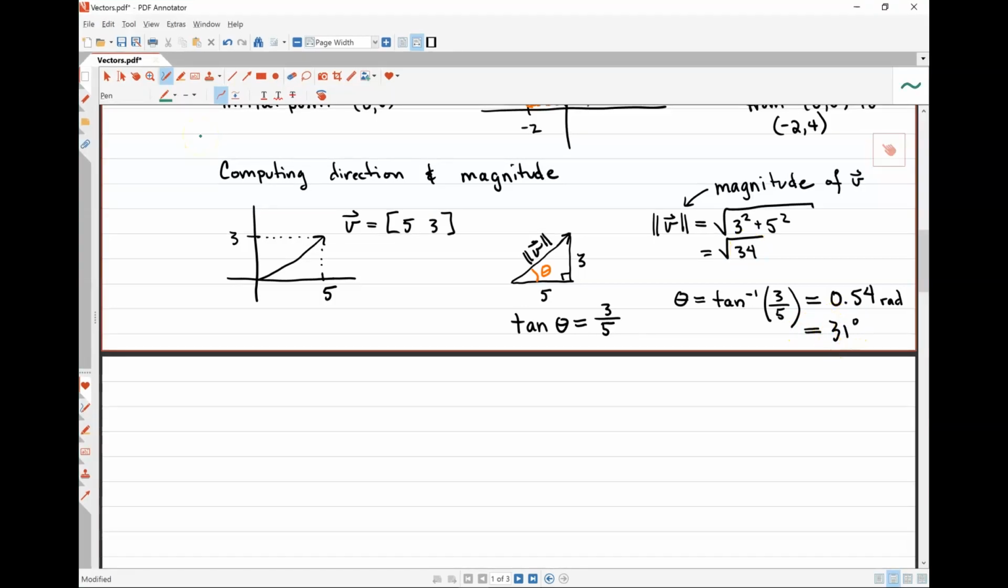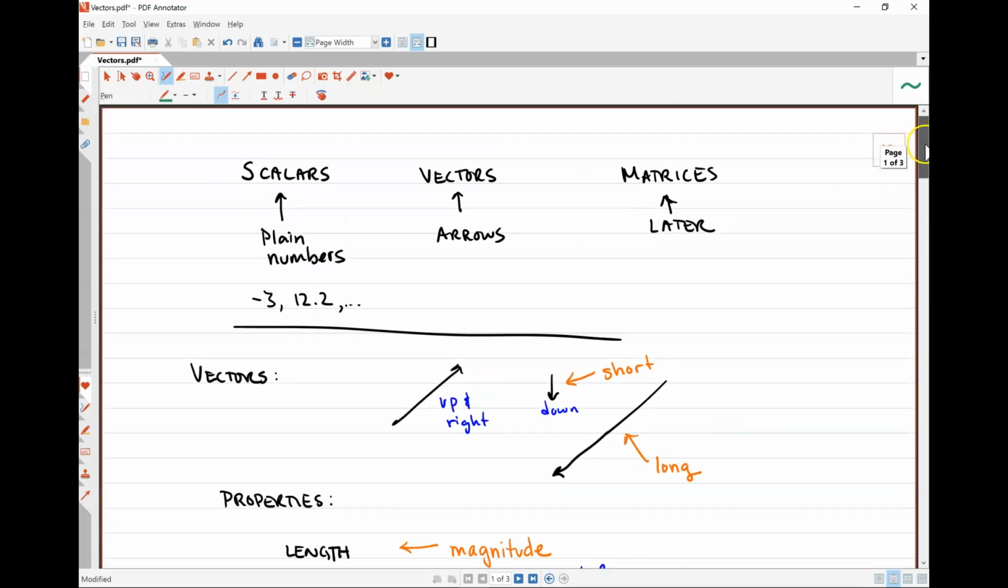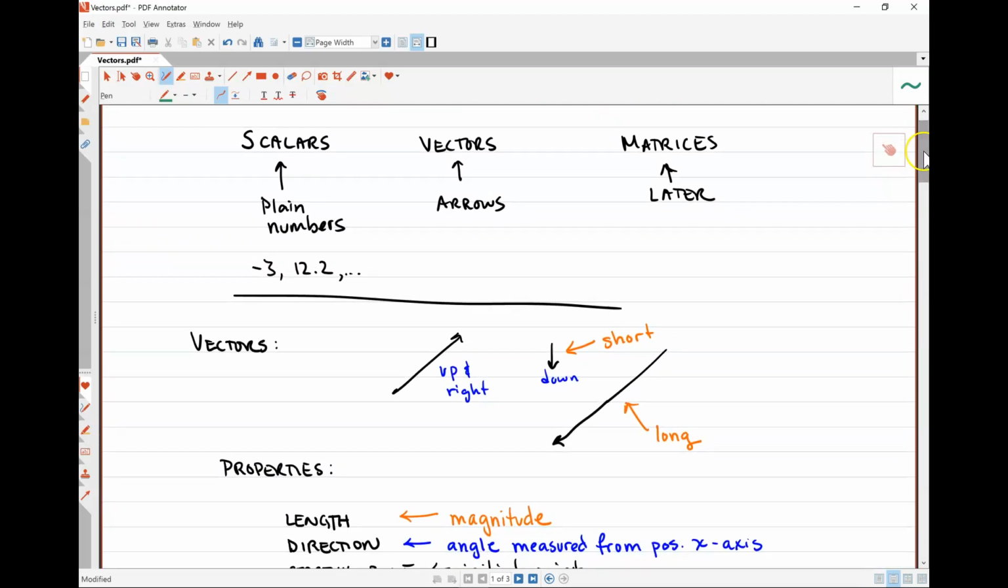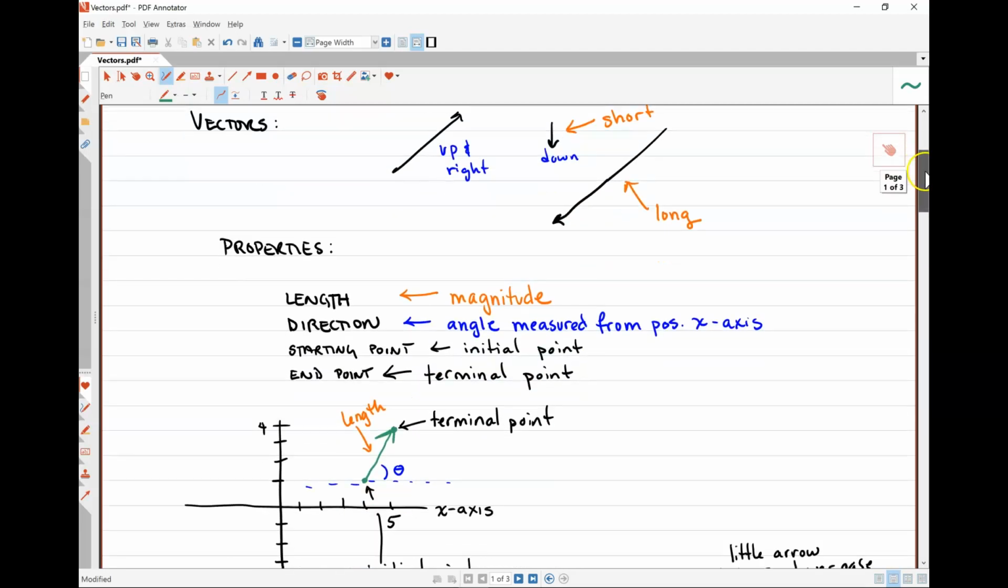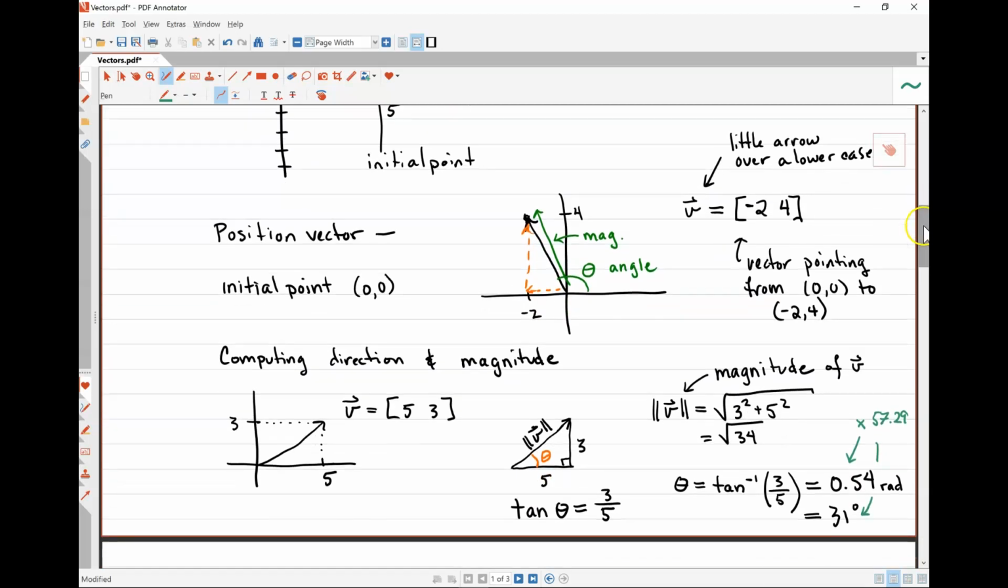I wrote this at the top of the first section of the textbook, but I'll write it here again too. To get from radians to degrees, you have to multiply by 57.29. All right, so I think that's where we can stop for this first section. What we have done now is learned what vectors and scalars are, and we've talked about some of their properties and seen how to compute a couple of those properties when we're given the coordinates of a position vector.